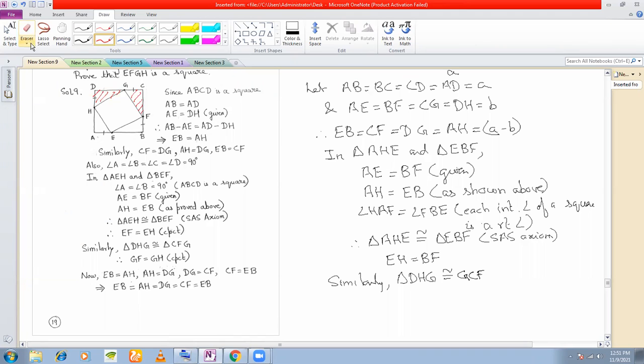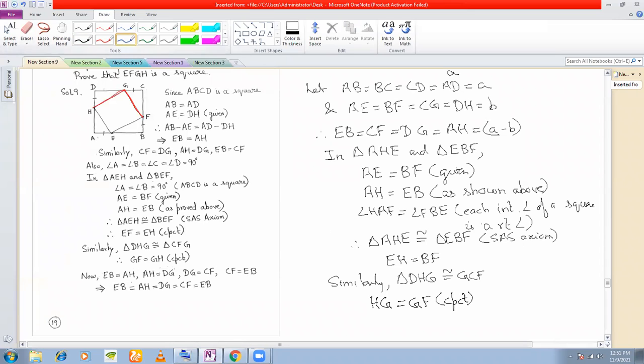So now once I have shown that these two triangles are congruent by CPCT, now what can I say? That this side GH must be equal to this side, right? So I can write here HG or GH is equal to GF by CPCT, right? So if you see, what have I shown? I've shown these two, the adjacent sides are equal, the one that I have marked in red, and I have also shown that these two sides are also equal. That means in this quadrilateral, adjacent sides are equal, right?